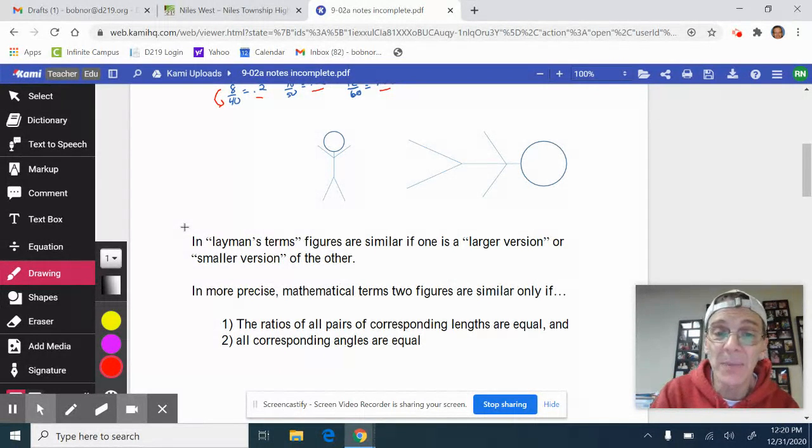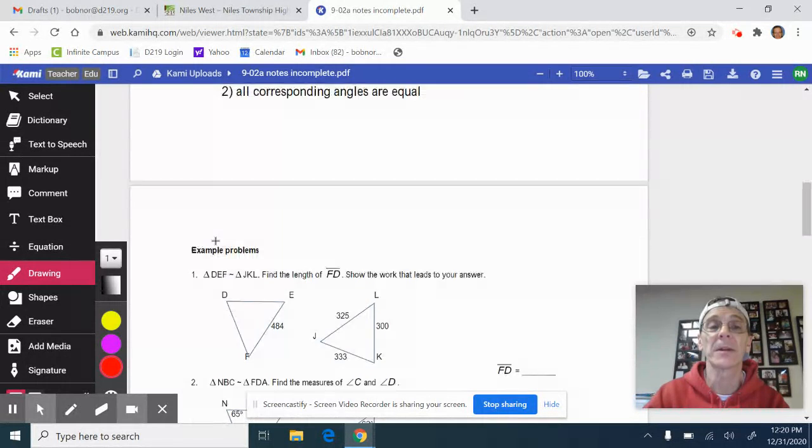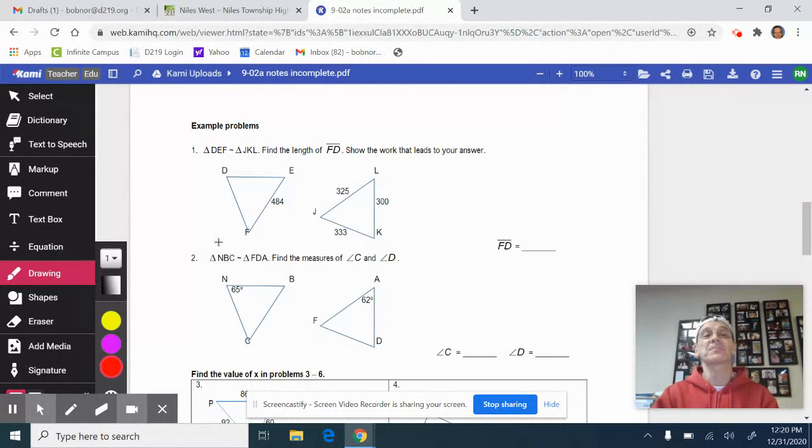In more precise mathematical terms, as it says at the bottom, two figures are similar only if the ratios of all pairs of corresponding lengths are equal and all corresponding angles are equal. That's the hard and fast requirement. So let's do some problems.